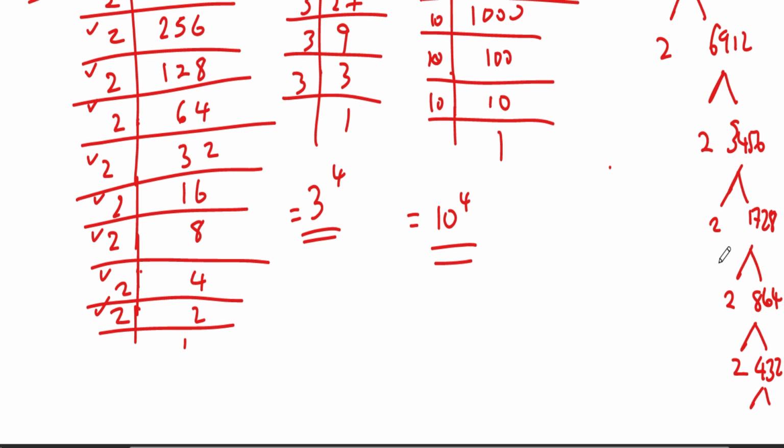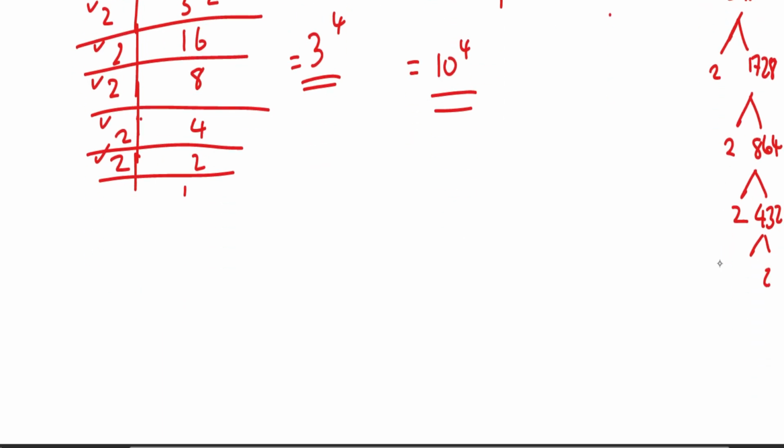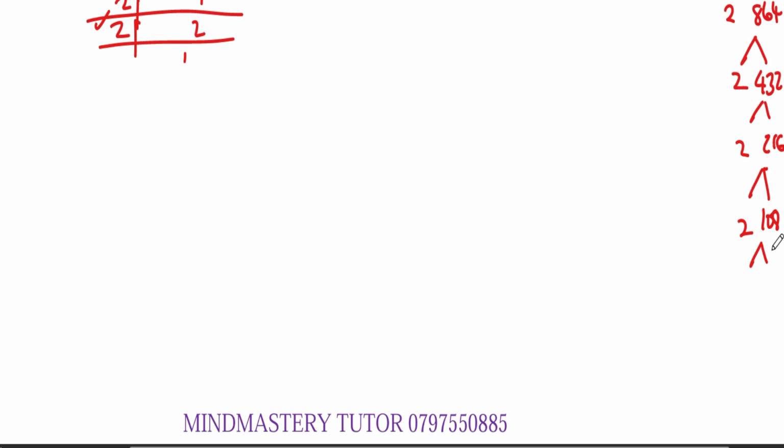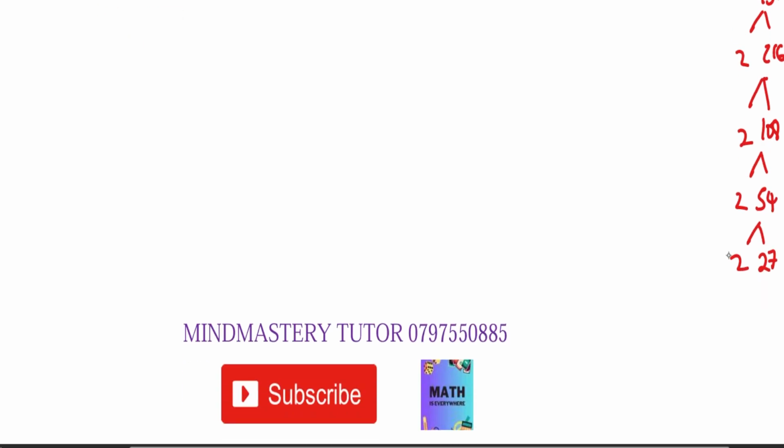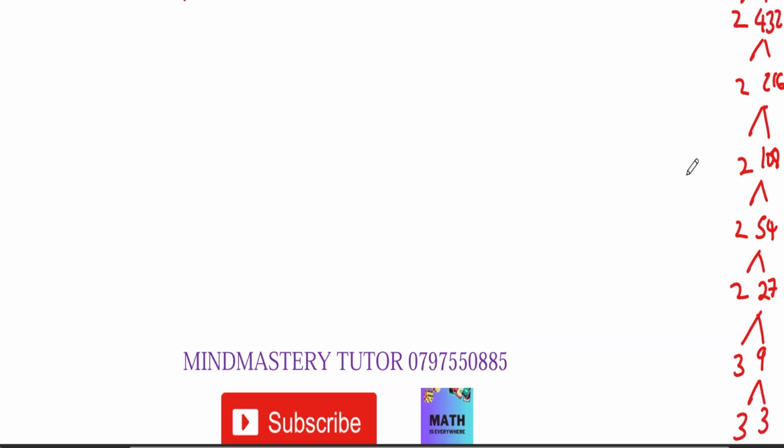216. Then divide by 2, 108. Again, I don't know how many divisions we are going to do, but continue as long as you are able to divide. So this is 54. Divide by 2, giving you 27. Now here, you can't divide by 2, therefore we divide by 3 to give you 9 and 3 and 3. So if you see it, how many 2's do you have?